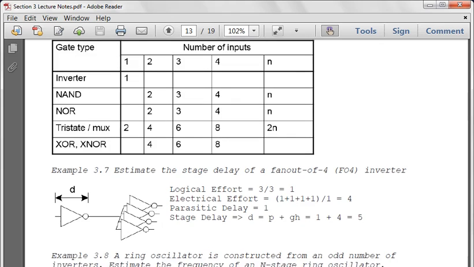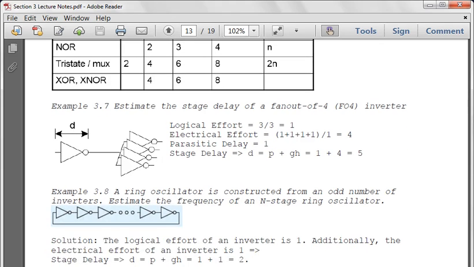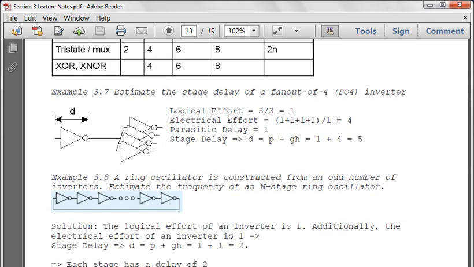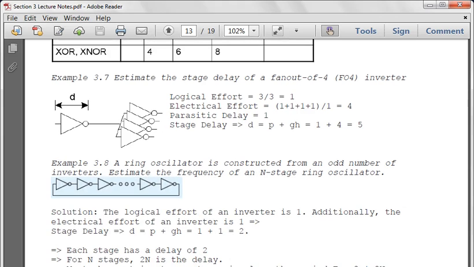Okay, now we're going to deal with what's known as a ring oscillator. This is example 3.8. A ring oscillator is just an odd number of inverters. You start out with your normal signal, 0, you invert it to 1, next one you go to 0, next one you go to 1. So if you have an odd number, and you do this feedback here, it's just going to oscillate.